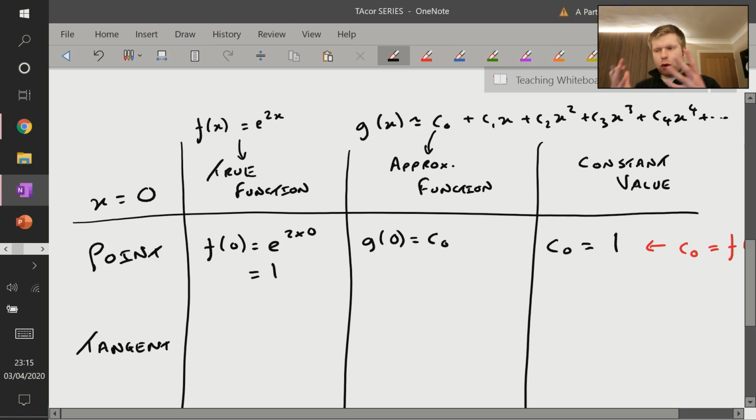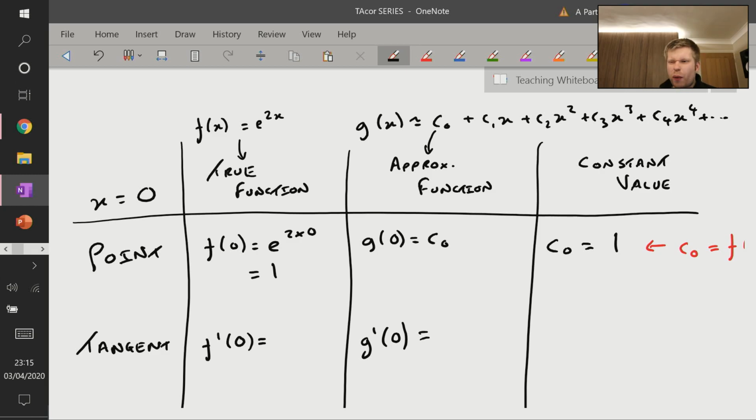So remember, how do I get the tangent function of any graph, of any function? Well, I differentiate. In other words, if I differentiate my true function and stick in x equals 0, whatever that value is going to be, that should be the same as taking my approximation function, differentiating that, and also sticking in x equals 0. So the tangent function should be the same on both my true function and my approximation function.